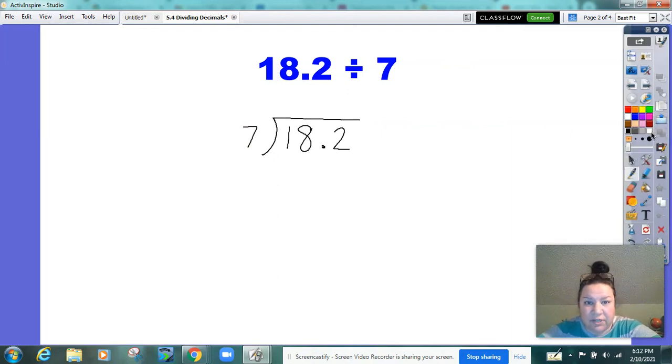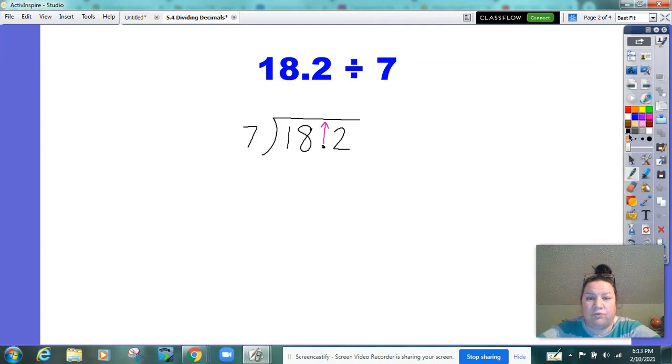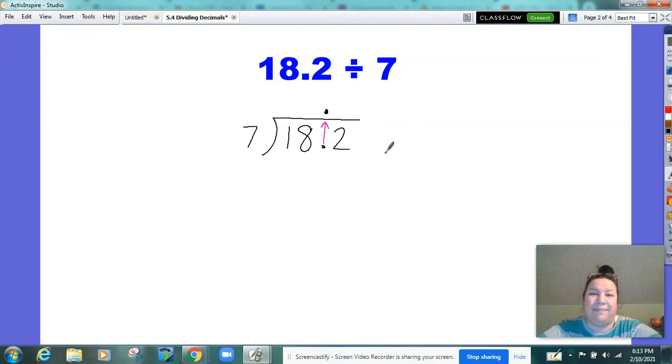So decimal division, when it's by a whole number, looks exactly like regular whole number long division. The only difference is I'm going to take my decimal point and pop it straight up into my quotient. So you want to make sure you keep it exactly lined up so it's in the right place value. And now you just divide like normal.